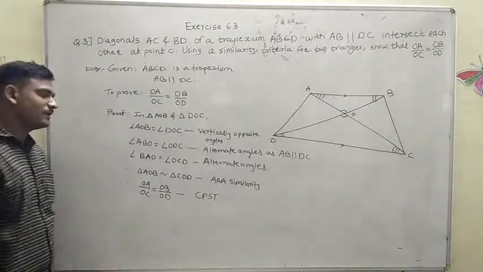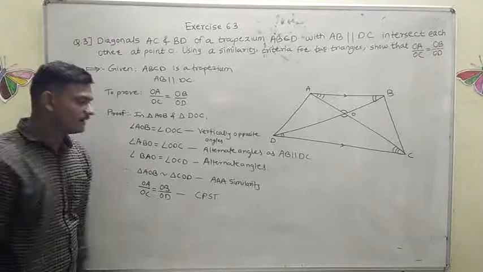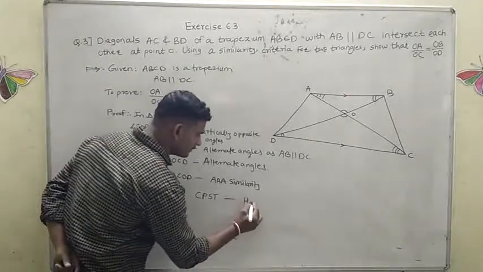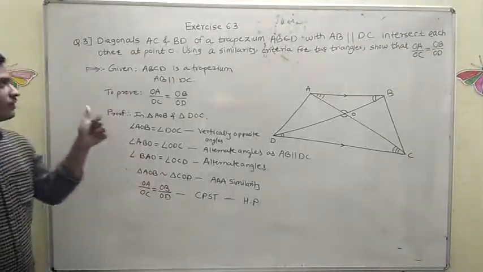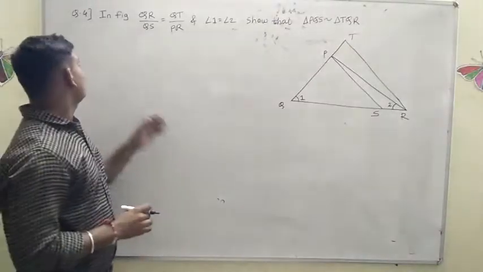CPST. That is the corresponding part of a similar triangle. Hence, proved. We got the proof. Therefore, hence proved. Copy. Now we will see question number 4.